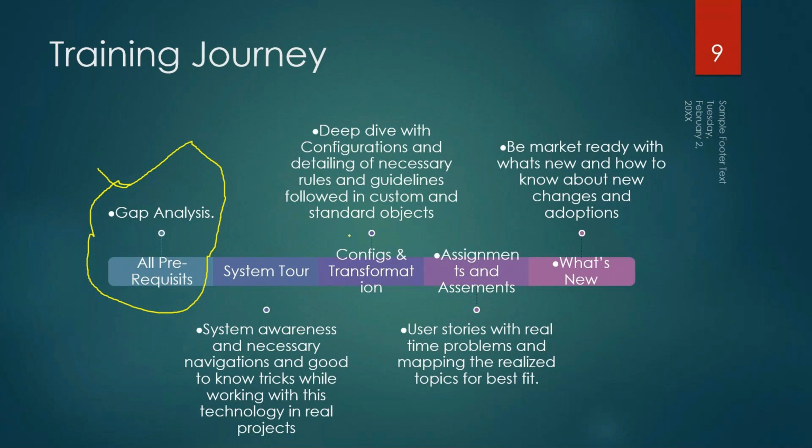So we speak about the different rules we follow, the different customization scope, people, and how the customization scope is realized in the context of projects, where we have to realize the scope of adoption of the current landscape to the new technology. How are we going to do it is what we refer to under this configurations and transformation process, followed by assignments and assessments.